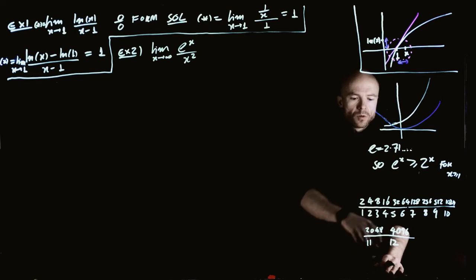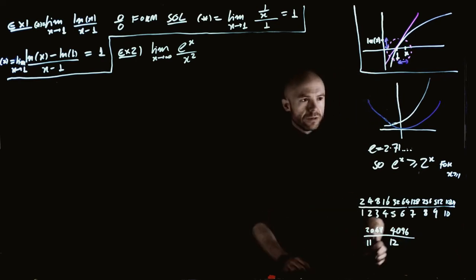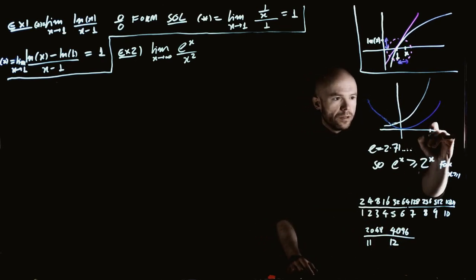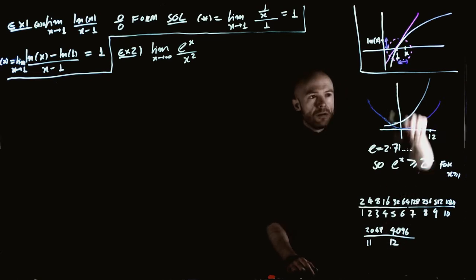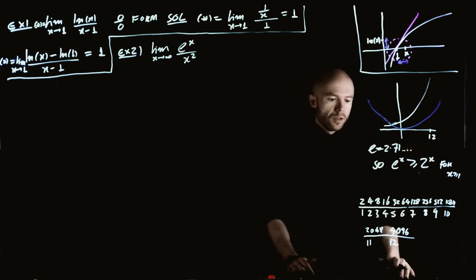Just at 12 already, what slope do we have? So, if this over here is 12, then the value of e to the x is bigger than the value of 2 to the x, which is already 4,000, right?